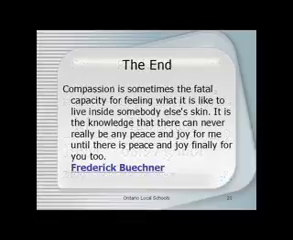Well, we're at the end. I want to leave you with a quote from the great philosopher Friedrich Buechner. Compassion is sometimes the fatal capacity for feeling what it is like to live inside somebody else's skin. It is the knowledge that there can never be really any peace and joy for me until there is peace and joy finally for you too. Think about that one.